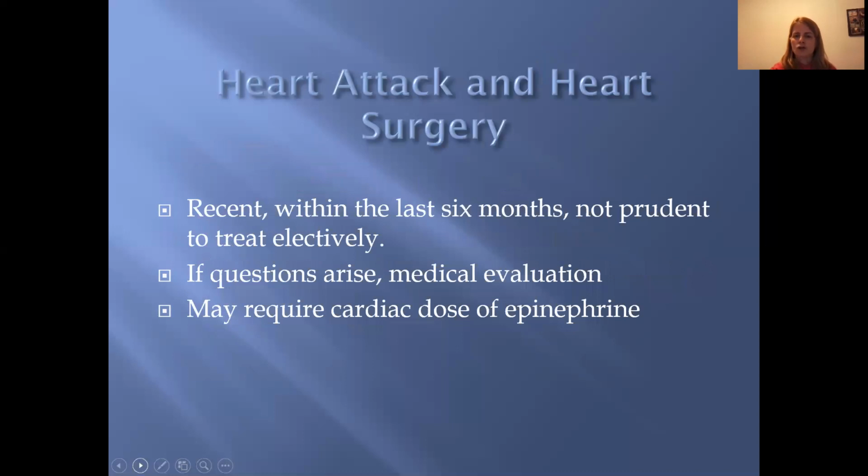For a heart attack or heart surgery, we want to check to see when their heart attack was, because if it's within the last 6 months, then we don't want to do elective dental treatment. If there's any questions, we could do medical consults. And if it is just past that, we still may want to think about using the cardiac dose of epinephrine if it's past that 6-month date.